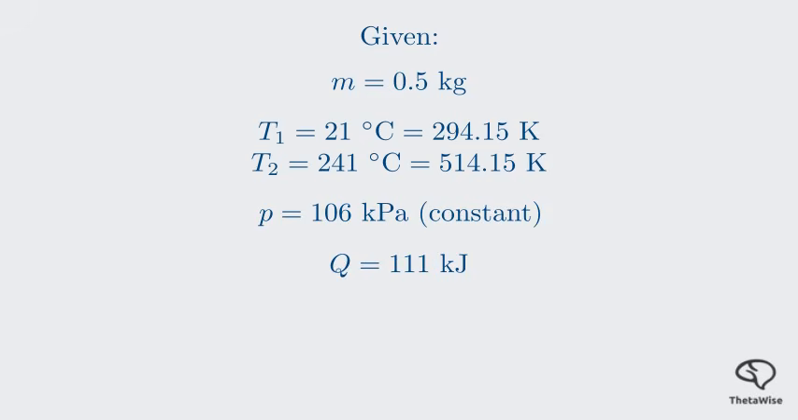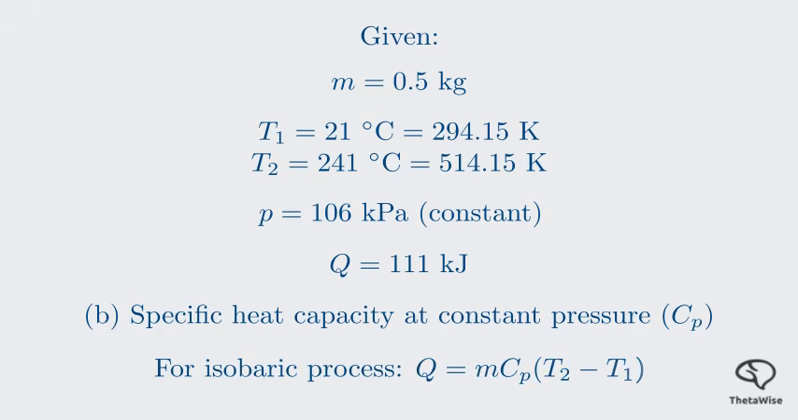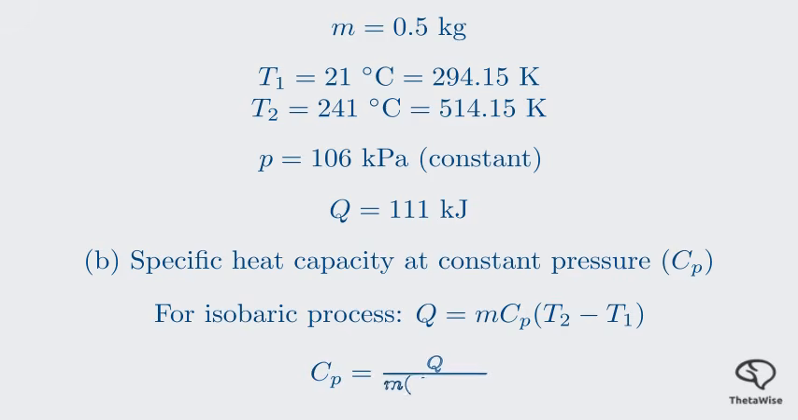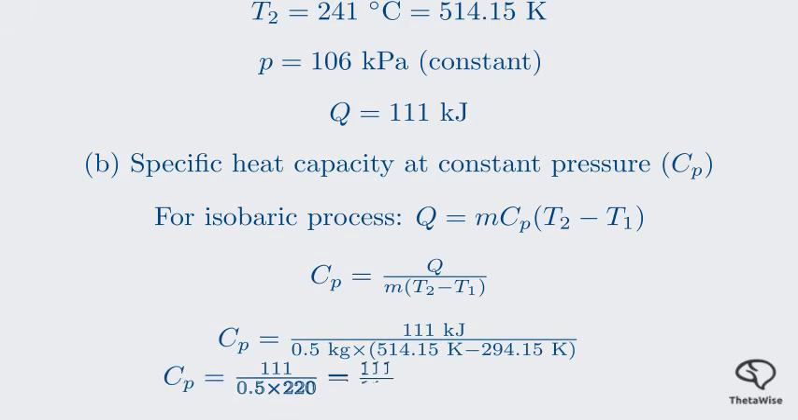First, part B. Find the specific heat capacity at constant pressure, Cp. Since this is an isobaric process, we can use the formula Q equals m Cp delta T. We know Q, m, and delta T, so we can solve for Cp. Cp equals Q divided by m delta T. Plugging in the values, we find that Cp is 1.91 kilojoules per kilogram Kelvin. This matches the textbook.